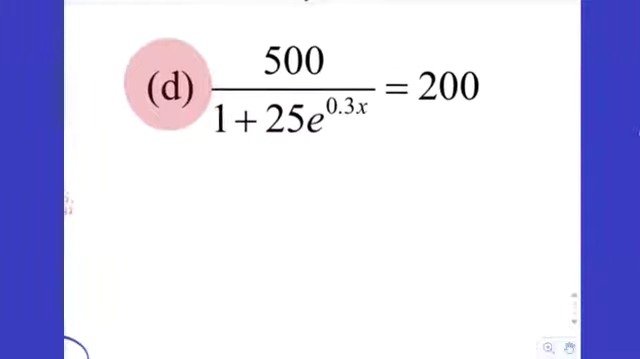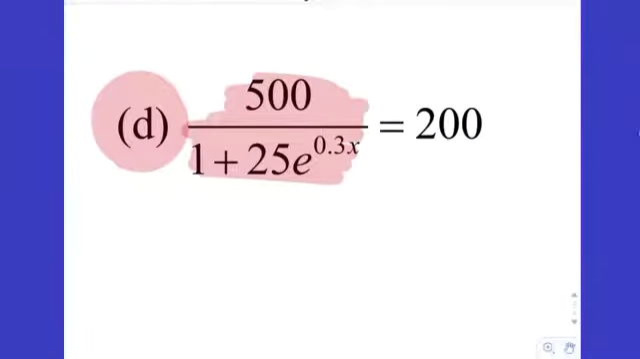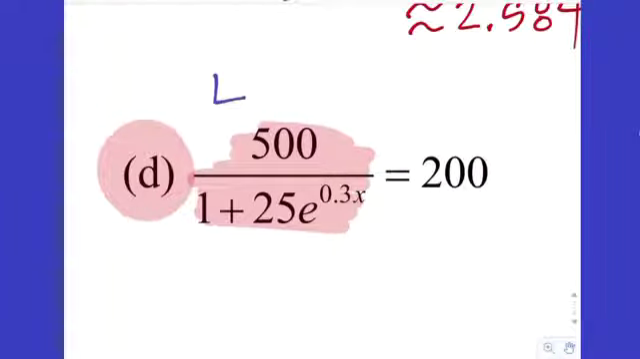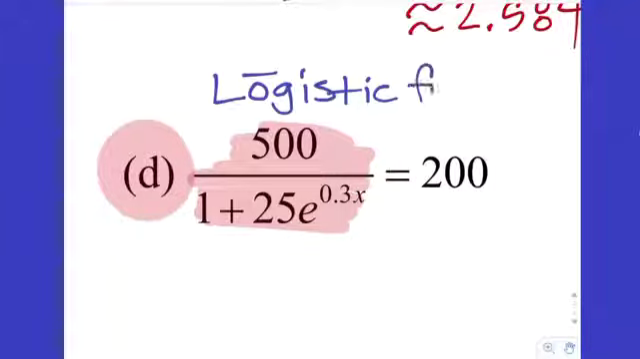Good. Look at part D now. That looks a whole heck of a lot like what on the left? Say it. Logistic. Yeah, logistic function. Good. That was a good clue I gave you, right?